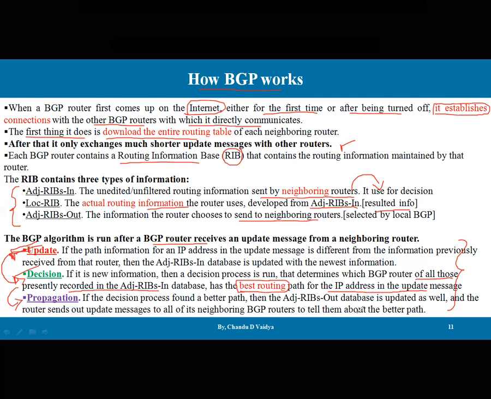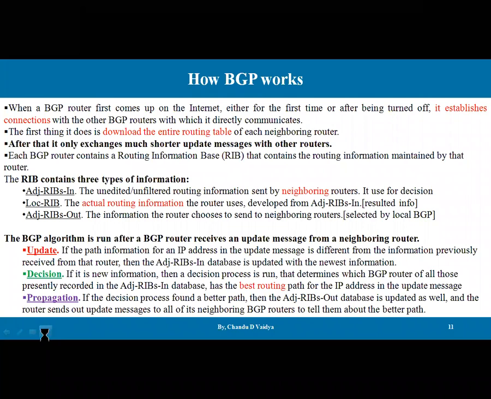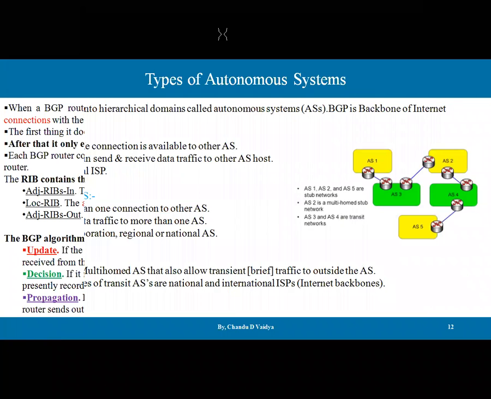After that decision, the propagation is to be taken. So in this simple manner, the BGP works, and this is all done by the speaker node we have discussed earlier. Then there is another concept, that is the types of autonomous system, guys.